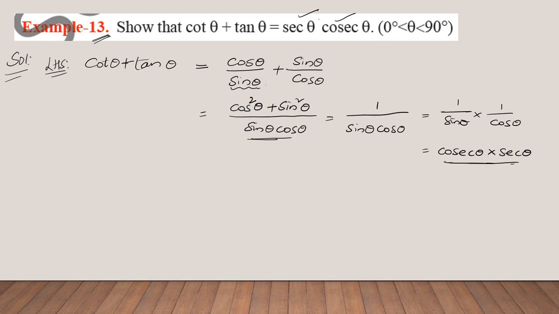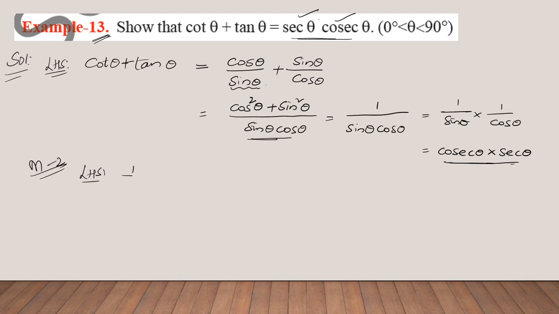So this is what we needed to prove. This is one approach by which we can solve this. There is one more approach. So approach number 2, or simply method number 2. This particular question we can also solve in this particular way. Now let us see how to solve this.